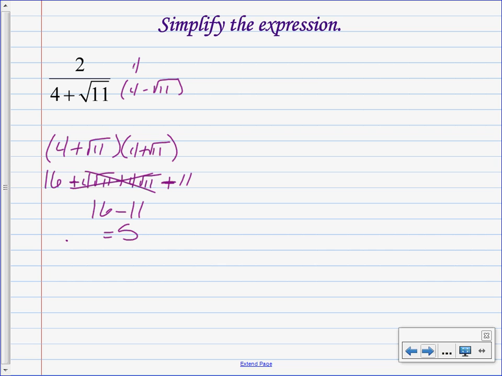So the first one was minus, we did plus. This one's plus, we want to do minus. We always want to do the opposite. Okay? So then mine becomes 8 minus 2 square root of 11 over 5. Yeah? Okay, do this one.